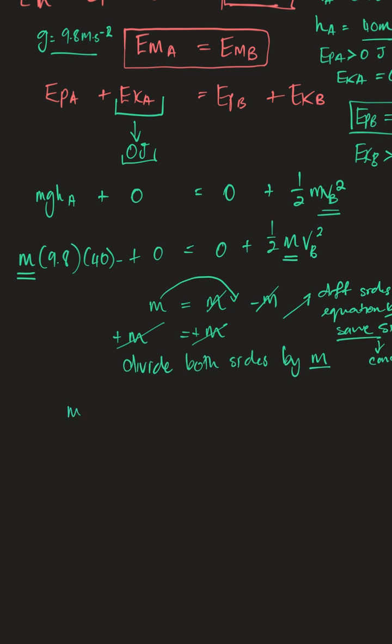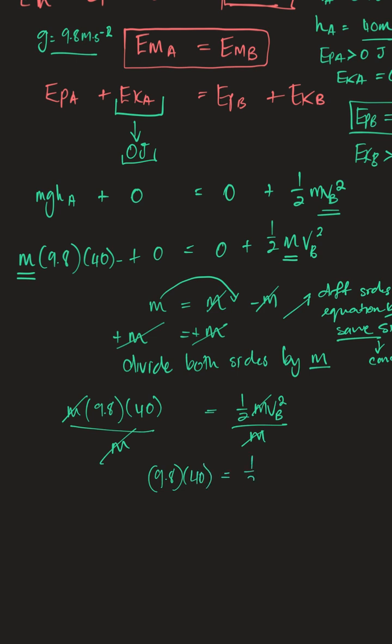So I'm going to say M 9.8 times 40 is equal to half mv squared b. And I'm going to divide both sides by m. And that's going to cancel. Now I'm left with 9.8 times 40 is equal to half mv squared b.